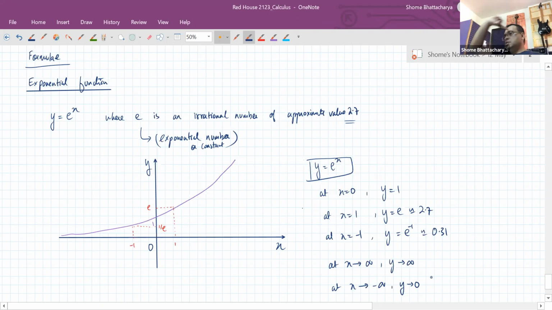So these are some of the features of this graph. Why have you written 1 by e? 1 by e is the same thing as e to the power minus 1, no? So I have shown it over here. If you substitute x's value as minus 1 in the formula, y's value is e to the power minus 1 or 1 by e, that's the same thing.